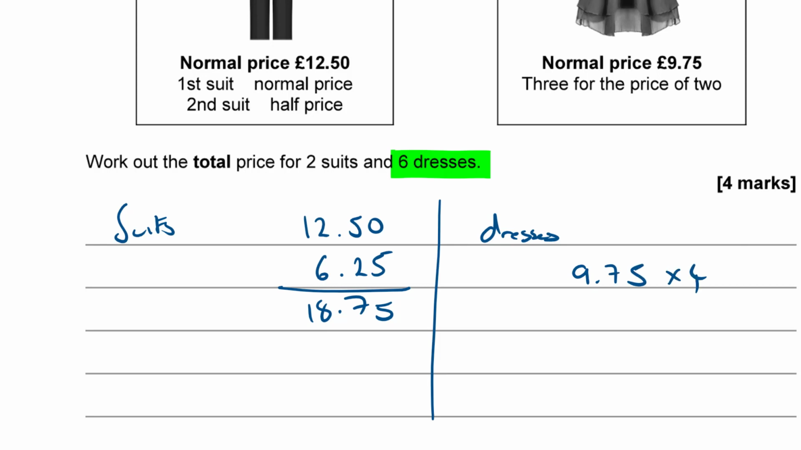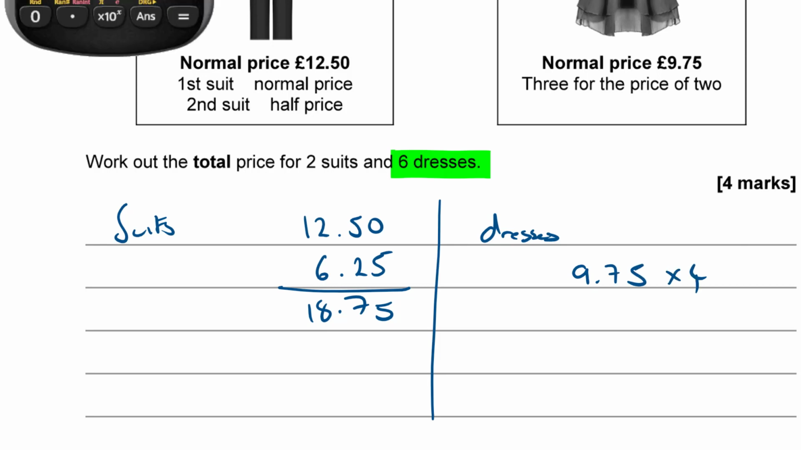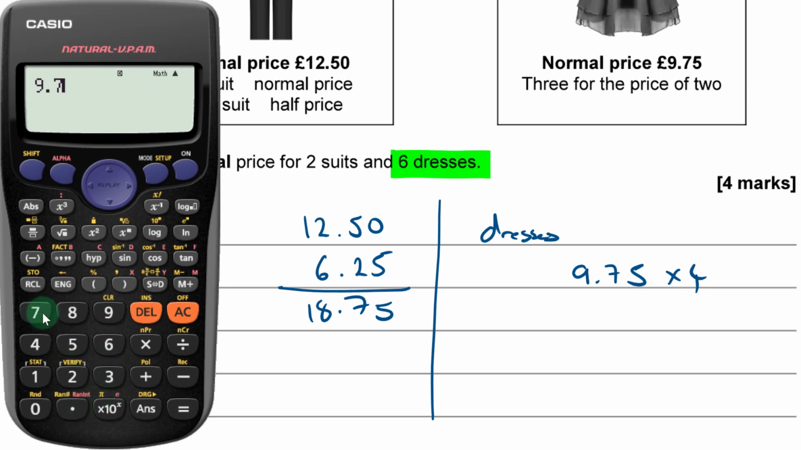£9.75 times 4. Calculator paper. So let's just tap that in to make sure we don't make any mistakes. It is £39.